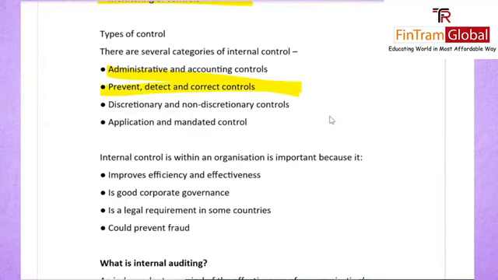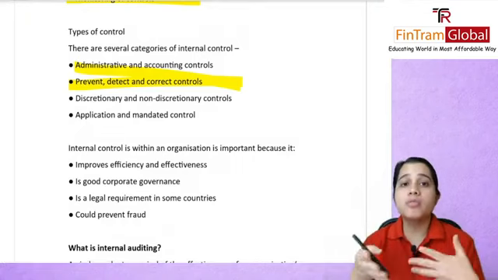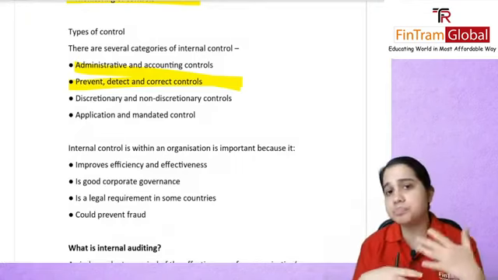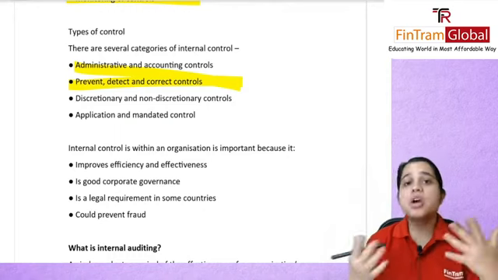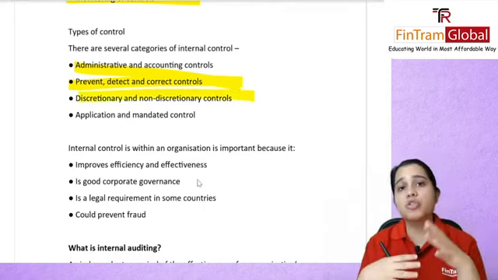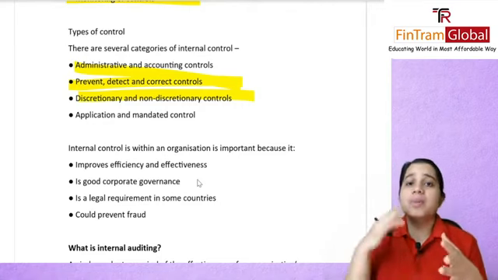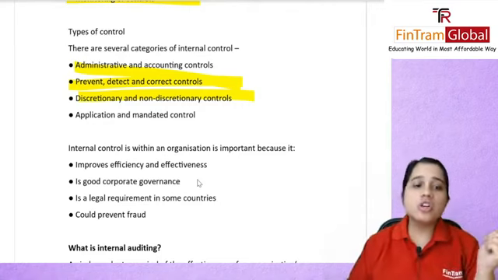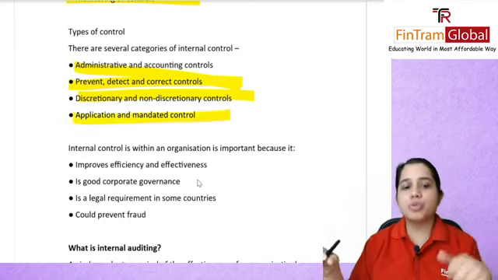So preventive controls, of course, are there to prevent any fraud from happening. Basically, you will probably say that you need to authorize amounts above a certain limit, so that you prevent fraud from happening. Then you'll have detective controls. Probably you'll do a bank reconciliation, because if something was done wrong, you will then be able to detect it. You have corrective controls to correct, of course, whatever wrong is happening. You have discretionary and non-discretionary controls. Non-discretionary is something which will be there in the system as such, you can't really change it, and application and mandated controls.